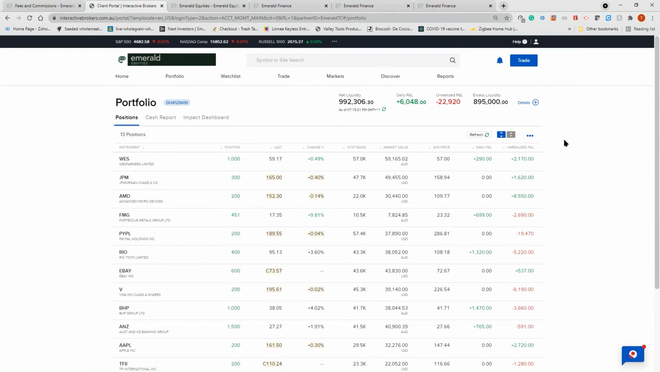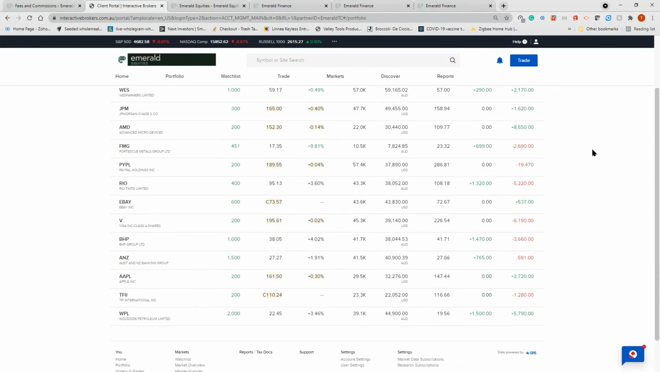You do not have to pay a single thing for any of these platforms other than data fees if you want to go live data, okay? So this is everything that's holding in. This is just a paper trading account, okay?